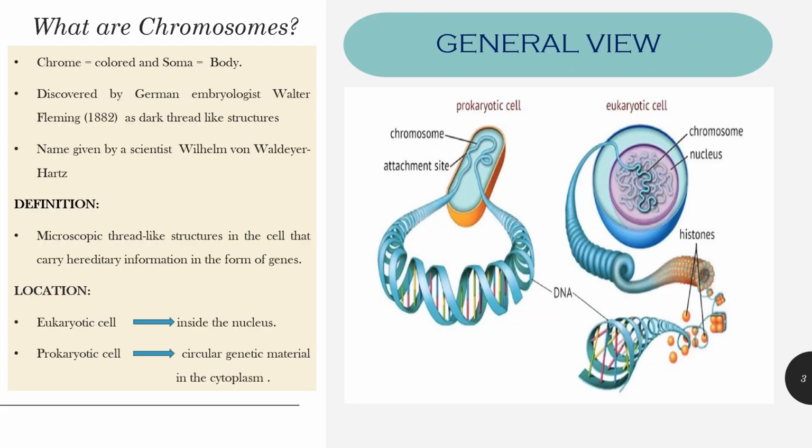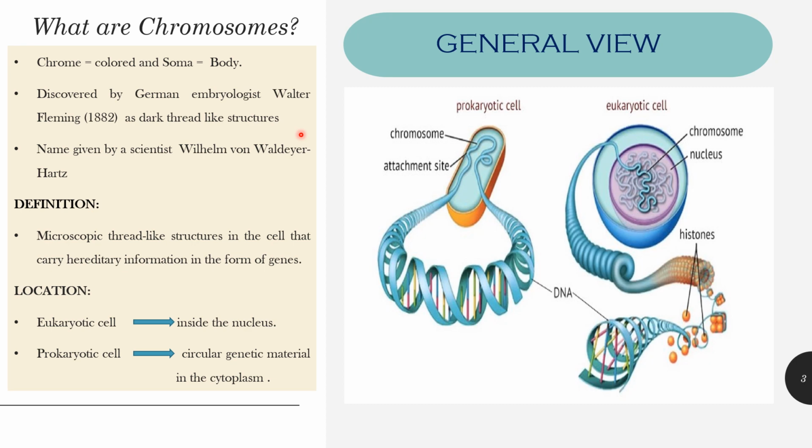The term chromosomes is a combination of two words, that is, chrome means colored and soma means body. Actually, in 1882, a German embryologist, Walter Fleming, was examining the rapidly dividing cells of salamander larvae that was treated with Parkin's aniline dye. During this examination, he observed certain thread-like structures appeared much darker than the rest of the organelles. So we can say that chromosomes were discovered by Walter Fleming, but the name was given by Wilhelm Waldeyer.